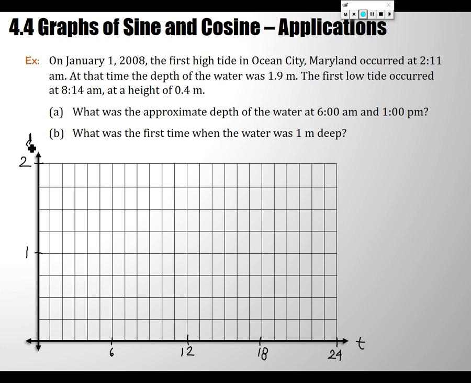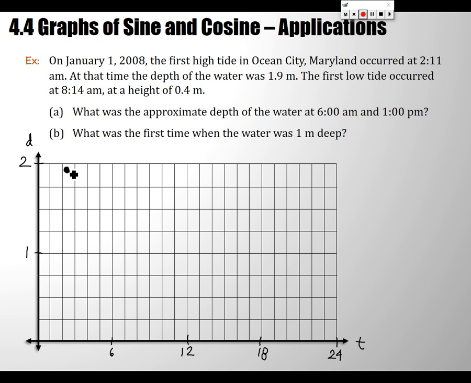So 2:11 is in hours. It's not 2.11 hours, right? It's 2 plus 11/60ths. So what is that? 2 point something, I know that. About 2.18. Okay, so we got 2.18, so here-ish. Up here 1.9, so let's just say there somewhere. Okay, good enough.